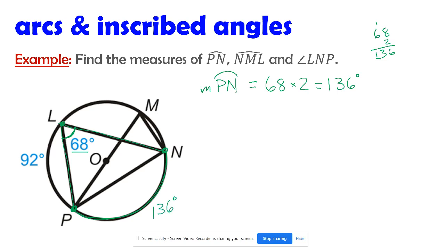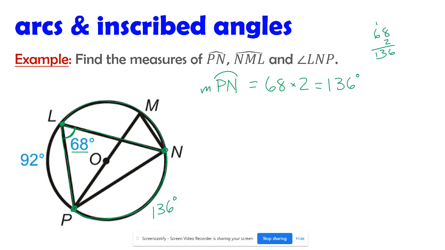And I'm going to go ahead and put that on the diagram because we might need that measurement to find some of the other stuff here. Second thing is arc NML. So that's a 3-letter arc, and that just tells us, because if you're going from N to L, there's 2 ways to get there. And so here it's telling us we want to go through M. So NML, we're going this way.